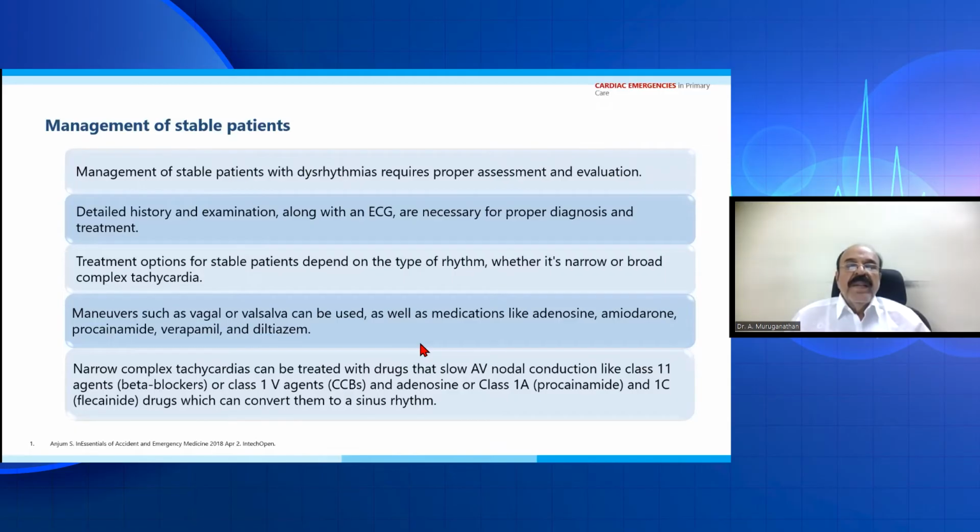Also depends on the type of rhythm, whether it is narrow or broad complex. Maneuvers such as vagal and Valsalva can be used, as well as medications like adenosine, amiodarone, procainamide, verapamil, and diltiazem. Narrow complex tachycardias can be treated with drugs that slow AV nodal conduction, like class 2 agents, beta blockers, or class 1-4 agents, CCB, adenosine, or class 1A, procainamide, and 1C, which can convert them. These are all the drugs that can convert them to sinus rhythm.